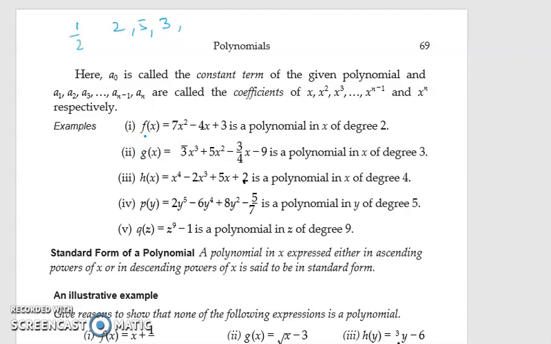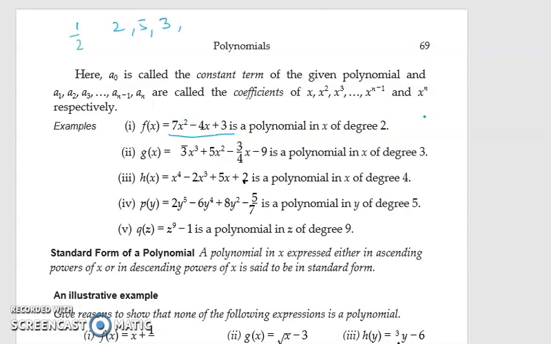First example, fx is equal to 7x square minus 4x plus 3 is a polynomial in x of degree 2. Now what is degree? You should understand this. See, this is the polynomial. What is the variable here? The variable is x. The degree of x is 1 here and the degree of x is 2 here, the power. So the highest power will be called the highest degree of the variable. See here it is square.